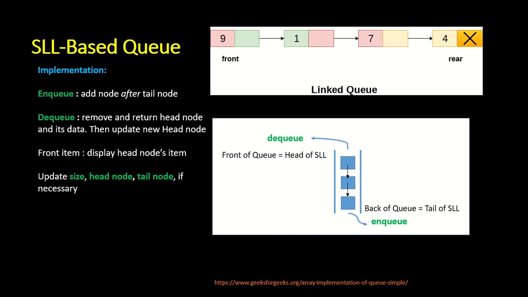So you update the size. When you do all these operations, you update the size, the head node and tail node if necessary. So just like our visual representation right here, you enqueue at the rear part, and you dequeue at the front. And the head node is linked to all the nodes in one direction.